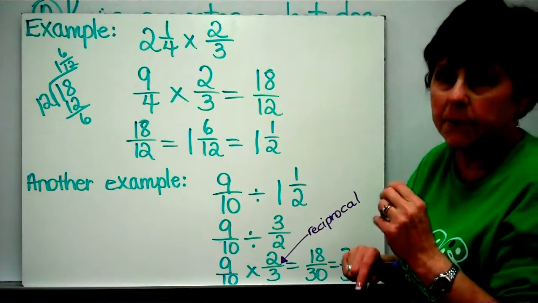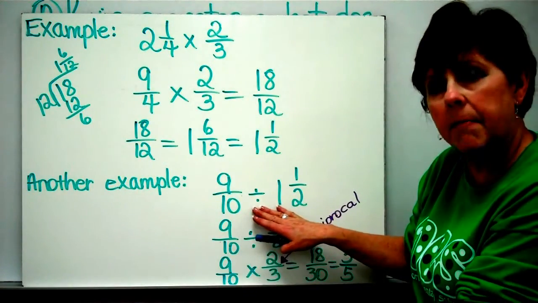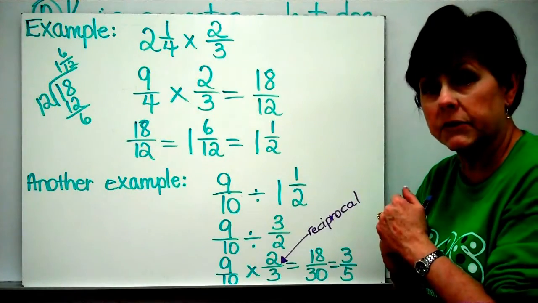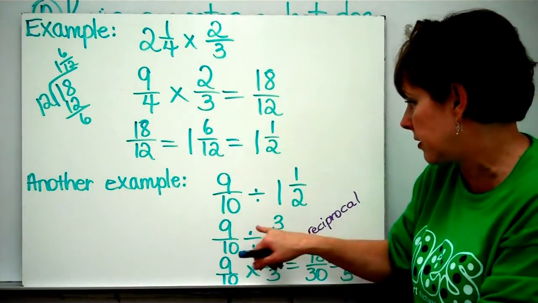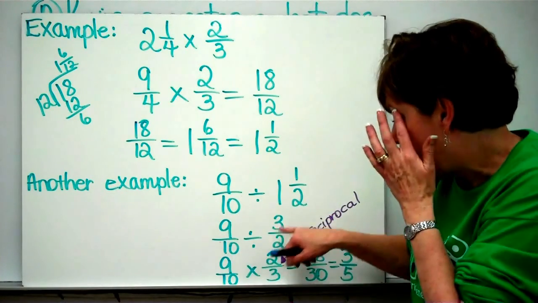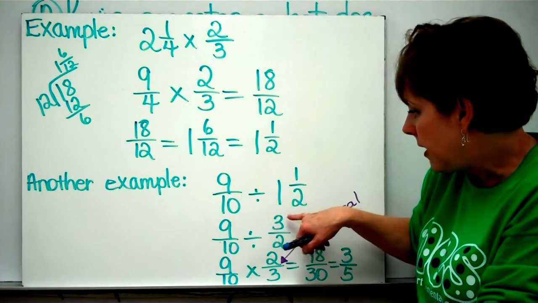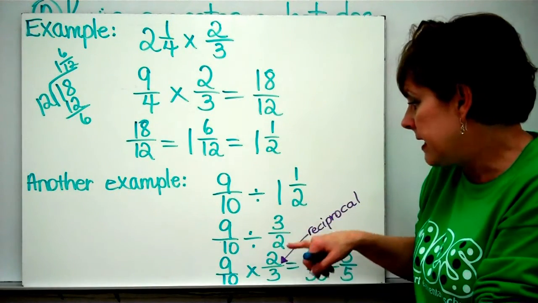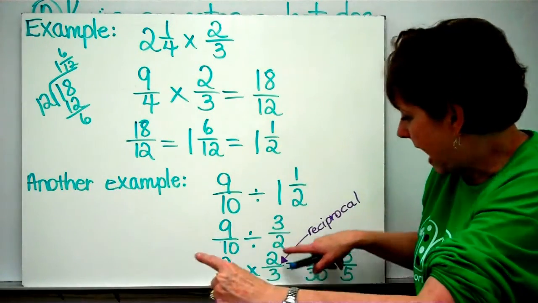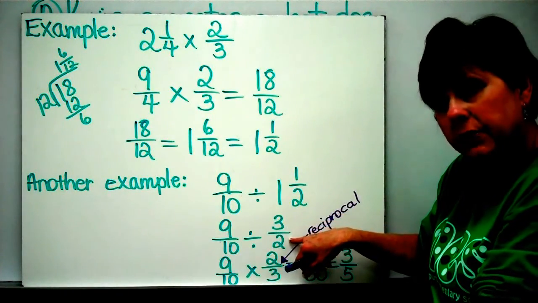Now here's another example. This one is using division. 9/10 divided by 1 1/2. First thing you do is make your mixed number into an improper fraction. We leave 9/10 the same, it's fine. 9/10 divided by, 2 times 1 is 2, plus 1 is 3/2. Next, we take 9/10, we multiply it, and we flip, or give the reciprocal of, 3/2.